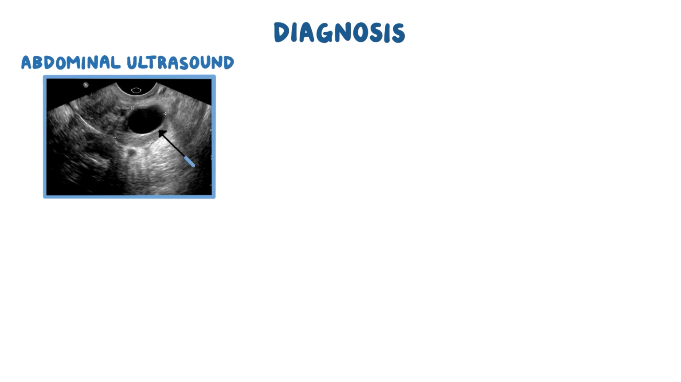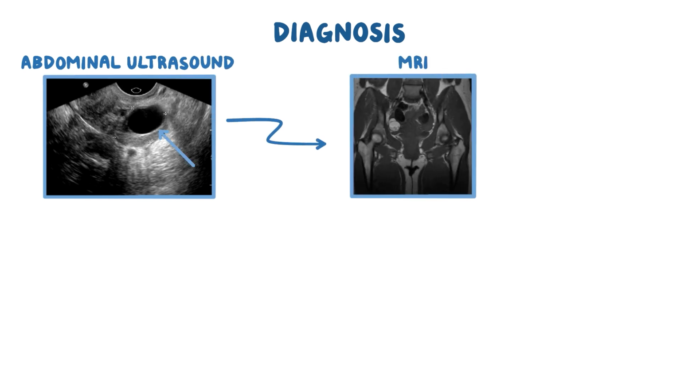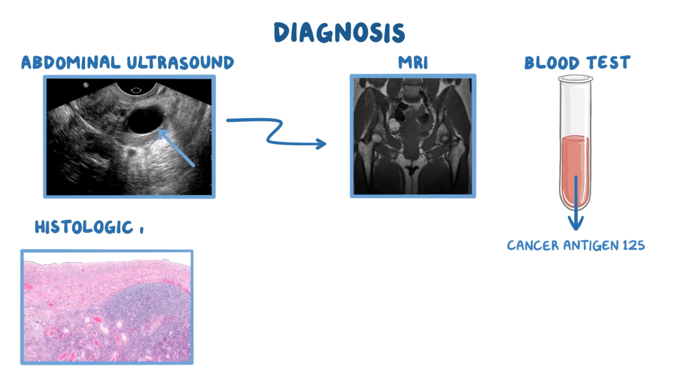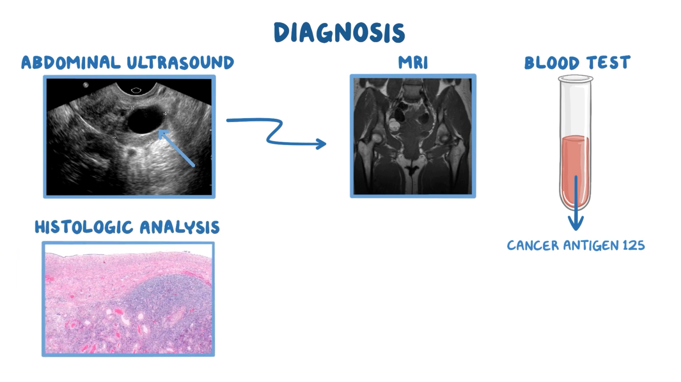Diagnosing an ovarian cyst starts with an abdominal ultrasound. If diagnosis is uncertain, an MRI can be done for more information. A blood test for cancer antigen 125 might be done to rule out a malignant ovarian tumor. Ultimately, histologic analysis is the only way to get a definitive diagnosis of the type of cyst, and this is usually achieved by collecting some cyst cells via ultrasound-guided aspiration or following removal of the cyst.